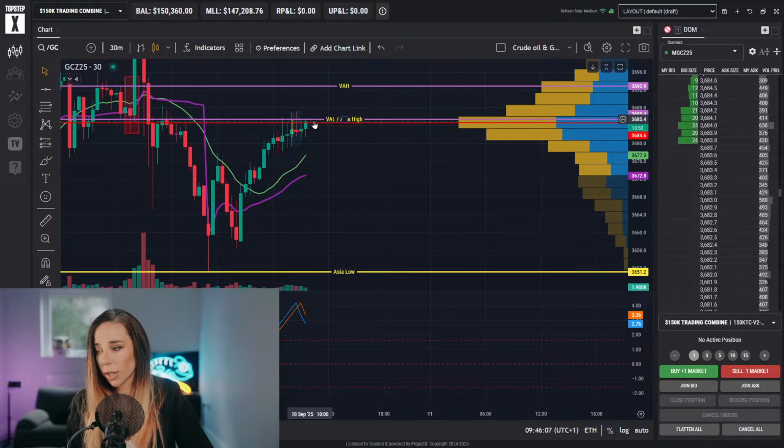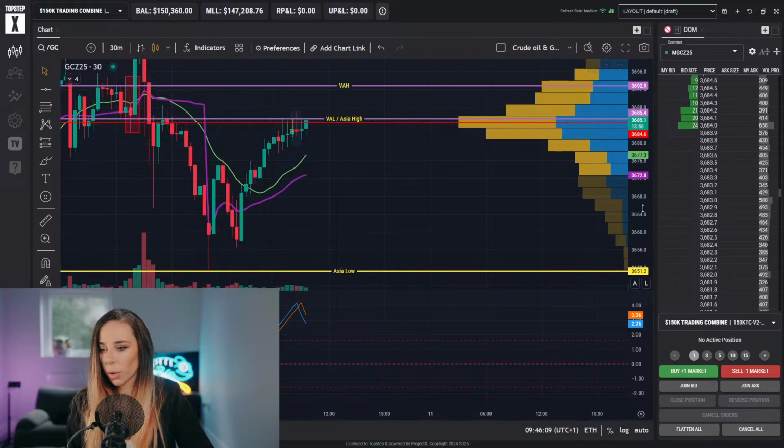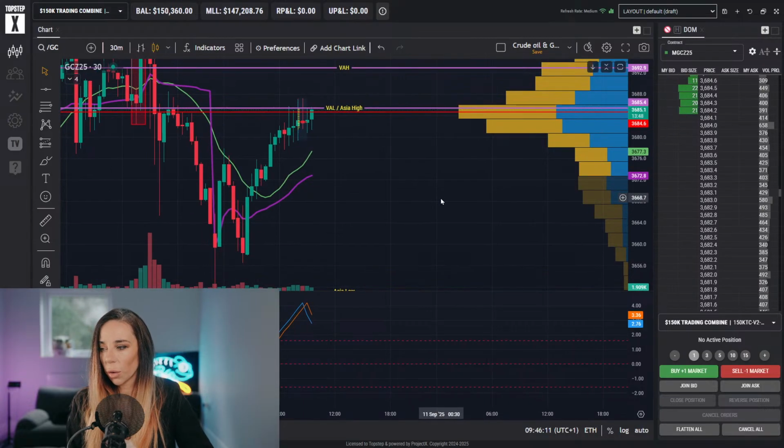We're just retesting the area. And I know that some of the more aggressive traders, they'll be like, well, you should try long here. No, I shouldn't try anything until I actually have conditions.